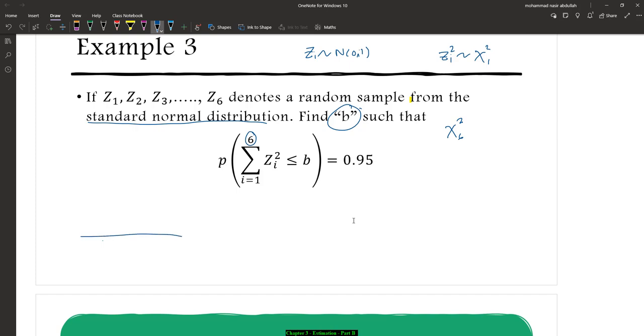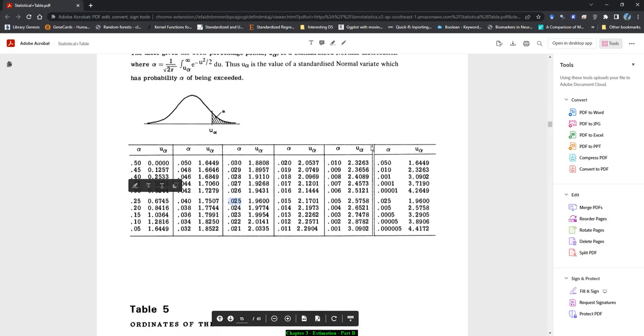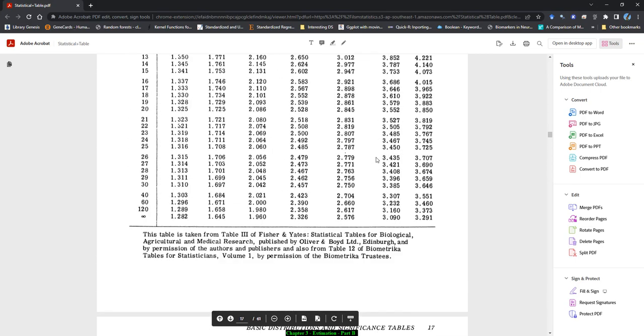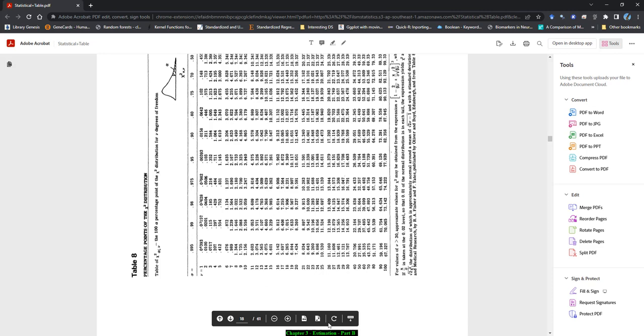Right, so the chi squared distribution, let's draw the chi squared distribution. So less than b over here, this is the area of 0.95, and this is 0.05. Right, to find b, we know that this is a chi squared with 6 degrees of freedom. Right, and now we look at a statistical table. We try to find a chi-squared distribution. This is table number 8, right?